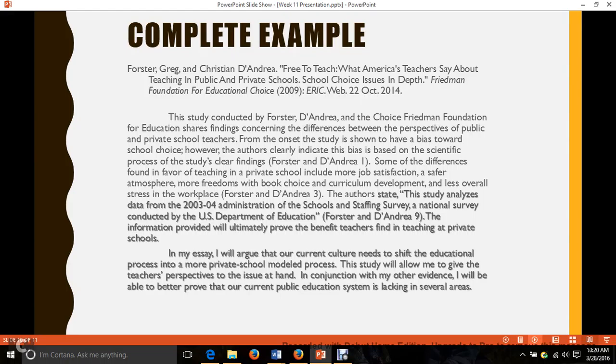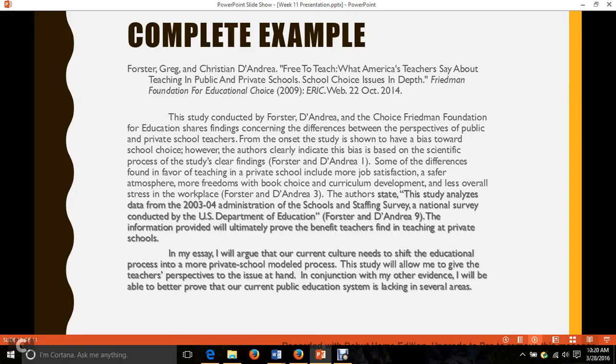Notice I have in-text citation there. Some of the differences found in favor of teaching in the private school include more job satisfaction, a safer atmosphere, more freedoms with book choice and curriculum development, and less overall stress in the workplace. Notice I have in-text citation there. The author states this study analyzes data from the 2003-04 administration of the Schools and Staffing Survey and National Survey conducted by the U.S. Department of Education. In-text citation. The information provided will ultimately prove the benefit teachers find in teaching at private schools.